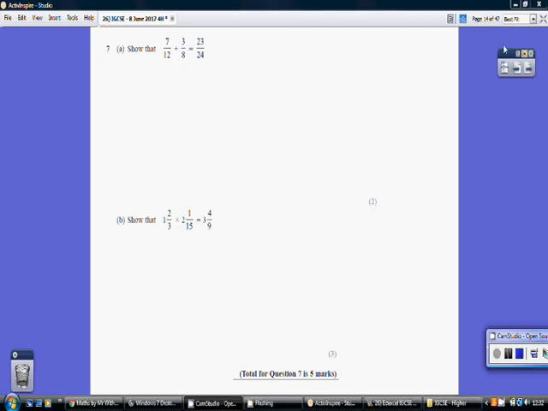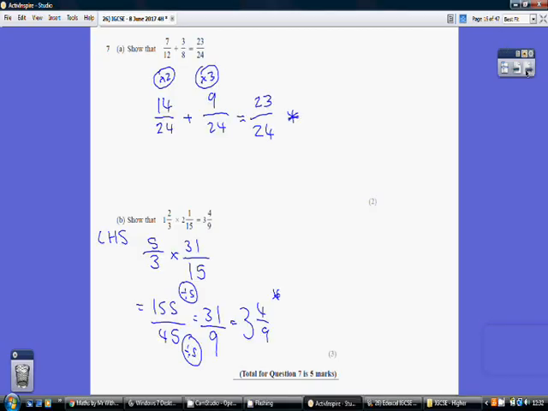Question 7. So we've got to show that 7/12 plus 3/8 equals 23 over 24. Okay, so how do we add fractions? Well, we need to have a common denominator, and both 12 and 8 go into 24. So let's set up 24 as being our common denominator. So how do I convert 7 over 12 into something over 24? Well, I can see I've had to multiply my denominator by 2, so I'm going to also multiply my numerator by 2, 7 2s are 14.